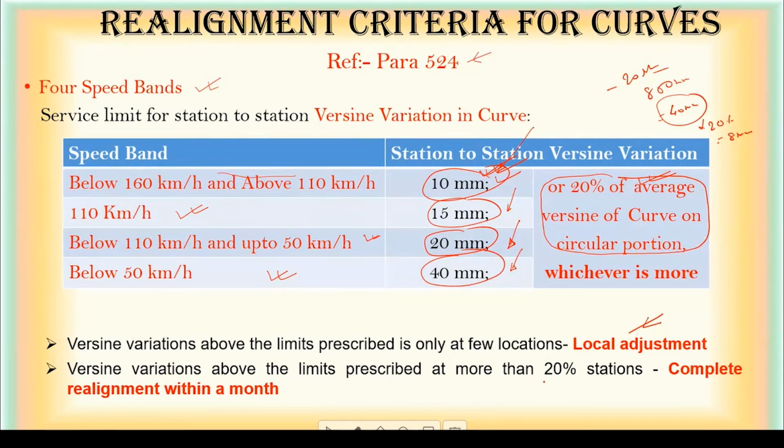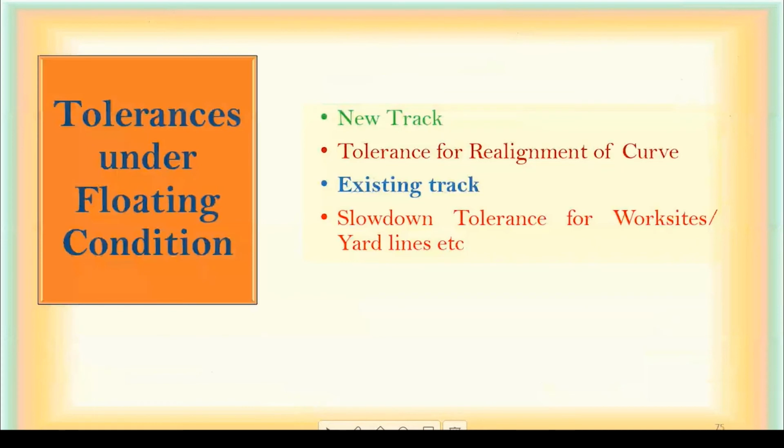If variation is at more than 20% stations, so here we saw 20 stations, so variation crossing these limits, maybe this, maybe this, maybe this, maybe this. In any criteria, as per speed band, maybe in first this, second this, third this, fourth this. If this criteria is being breached or these limits are being exceeded at 20% of these 20 stations, means 4 stations, then we will plan for realignment, and that realignment we have to do within a month. This is as per 524. Okay.